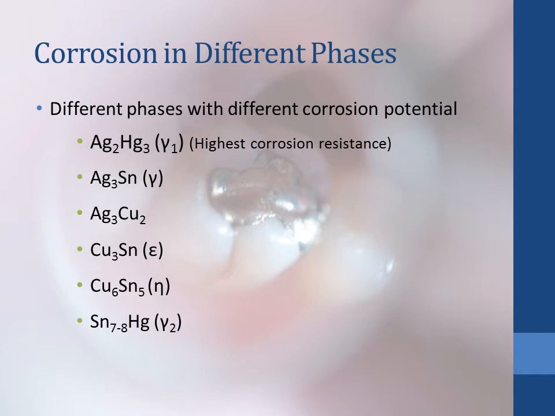So let's look at the corrosion in different phases. The gamma 1, or Ag2Hg3, has the highest corrosion resistance, and as you can see at the bottom is tin mercury, which is gamma 2, and this has the least corrosion resistance, and it is most prone to corrosion because this phase is the weakest phase and it consists of mercury. So that's why it is most prone to corrosion.